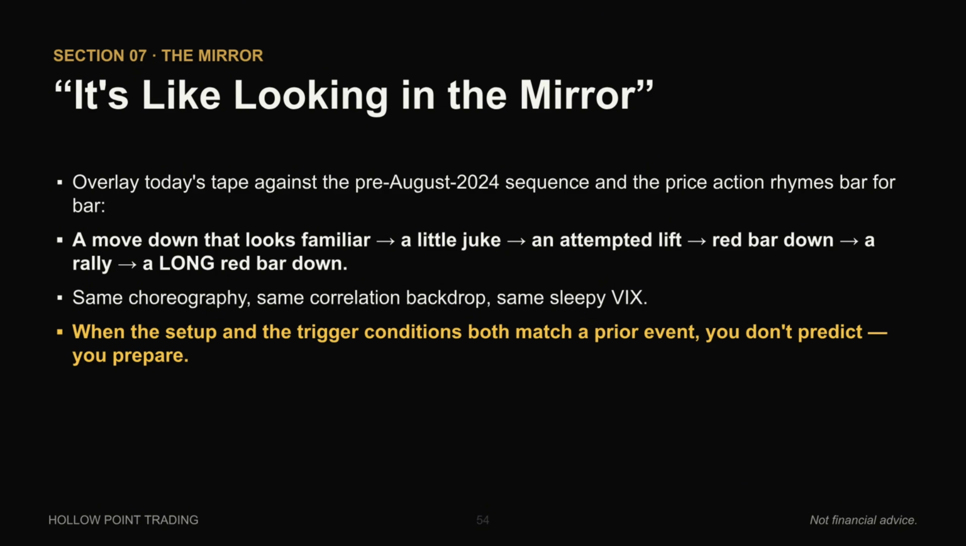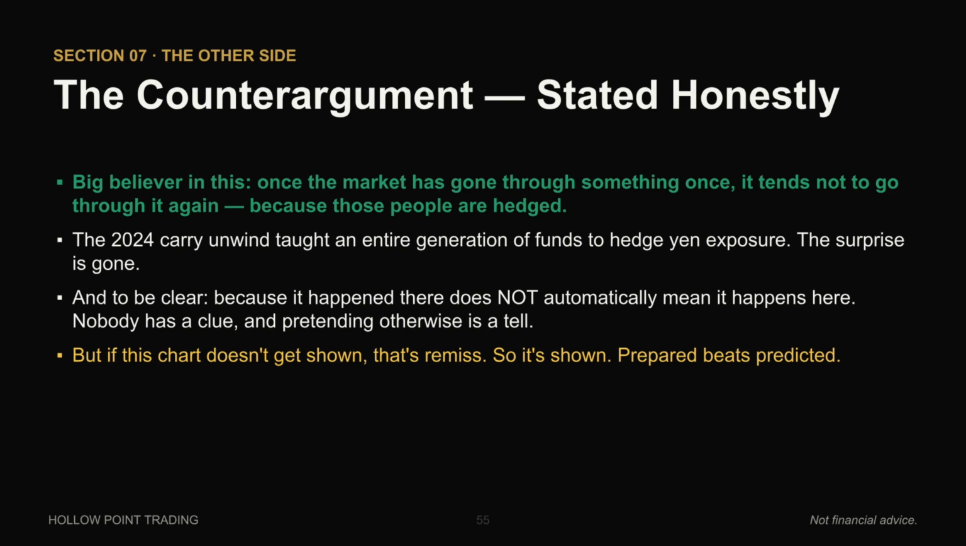When conditions align with past events, the goal is not to predict the future, but to be prepared for the possibility. A counterargument is that prior experiences often teach market participants to hedge, potentially altering future outcomes. However, it is vital to acknowledge that we cannot be certain of how the market will respond. Showing these charts ensures we are prepared, regardless of the outcome.